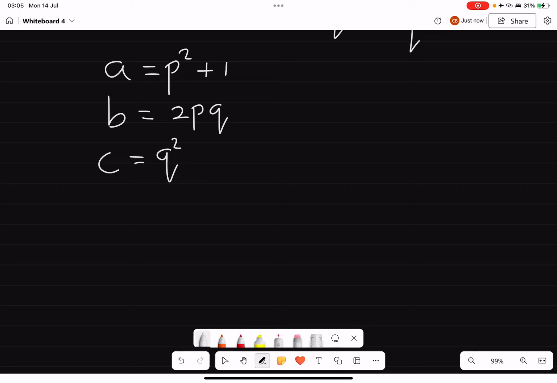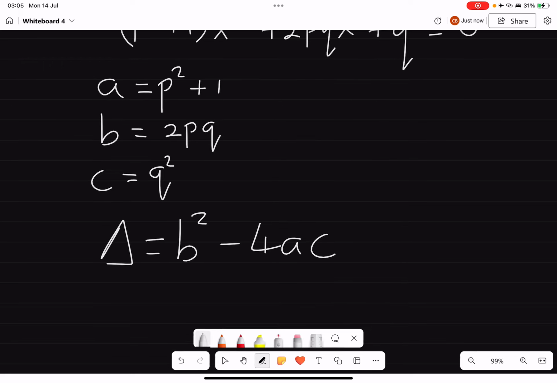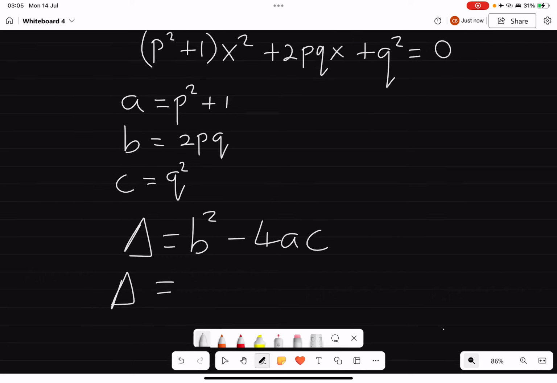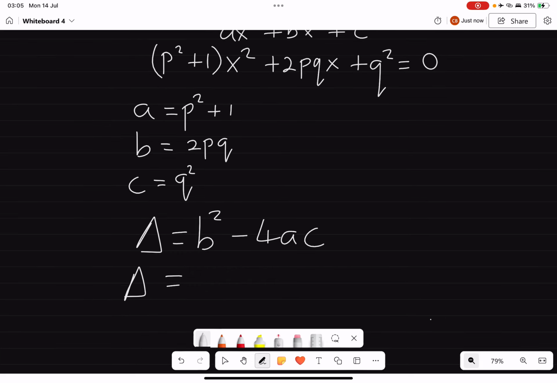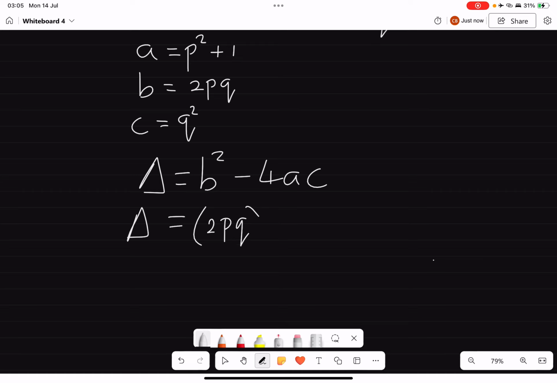Let's show that. Firstly, we write our discriminant, which is b squared minus 4ac. And then we substitute. Let us substitute. Discriminant is equal to, let's make it smaller. Right? So b squared will be 2pq squared minus 4. Our a is p squared plus 1. Our c is q squared.